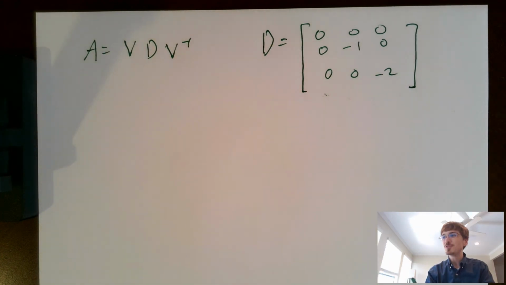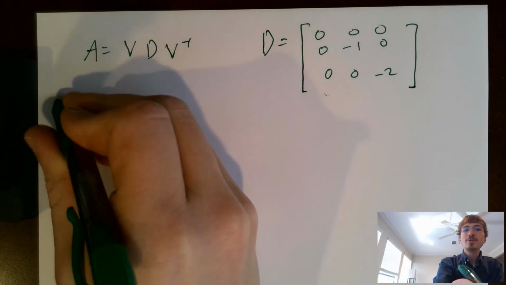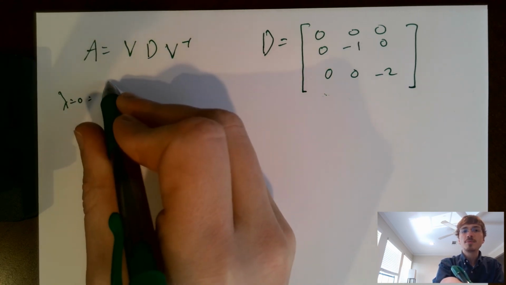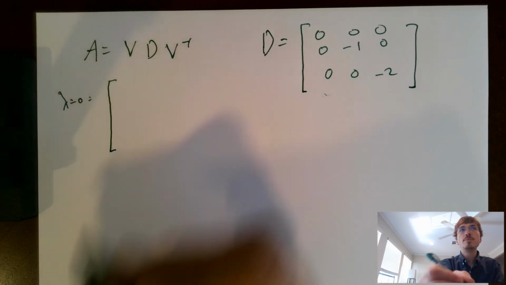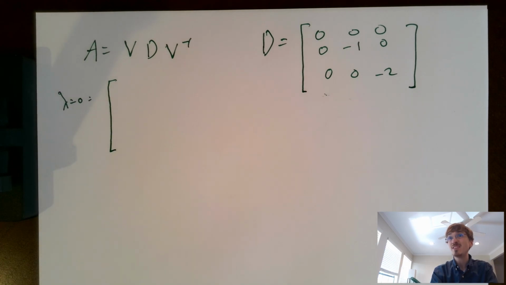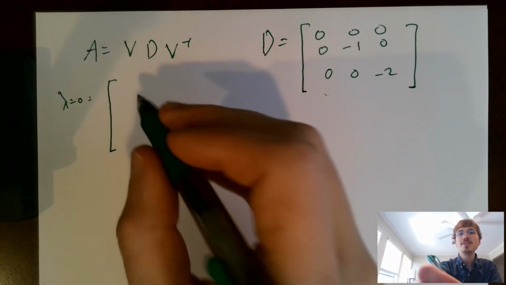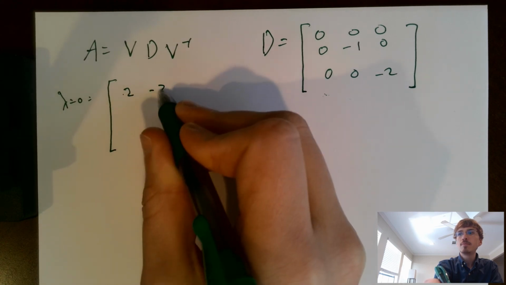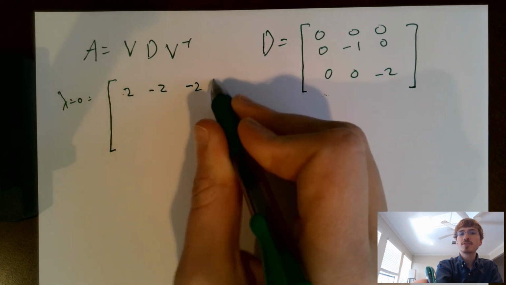And column 3 of V will be a basis vector for the eigenspace corresponding to lambda equals negative 2. So for lambda equals 0, how do we find a basis for this eigenspace? We of course want to find a basis for the null space of A minus 0 I, right? So that's just a basis for the null space of the original matrix.